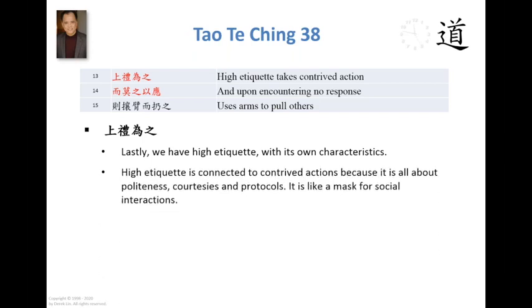It is connected because high etiquette is all about politeness, courtesies, and protocols. It is like a mask for social interactions. Yes, when taken to an extreme, it can be about being a snob, right? Looking down at someone else because they are obviously lacking the affluent background and breeding that would inform them of the appropriate courtesies at this particular setting.